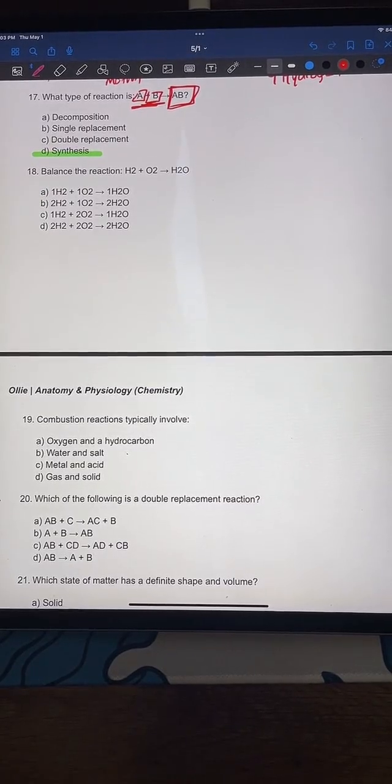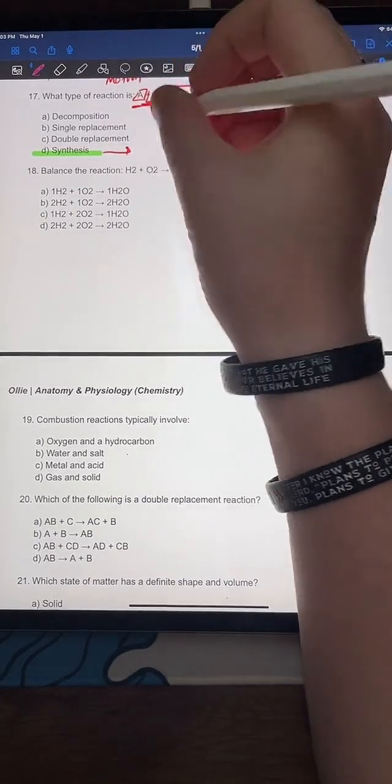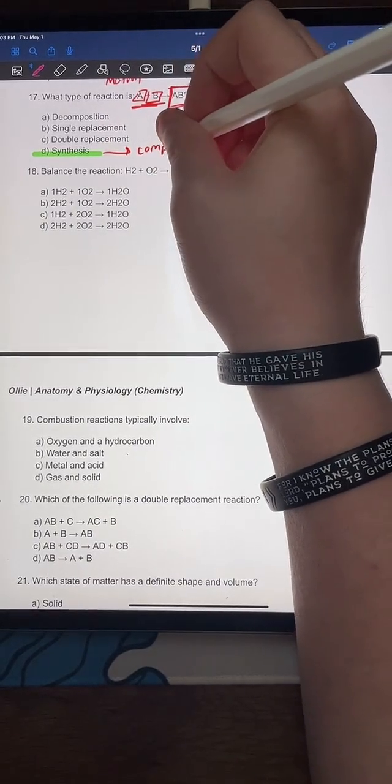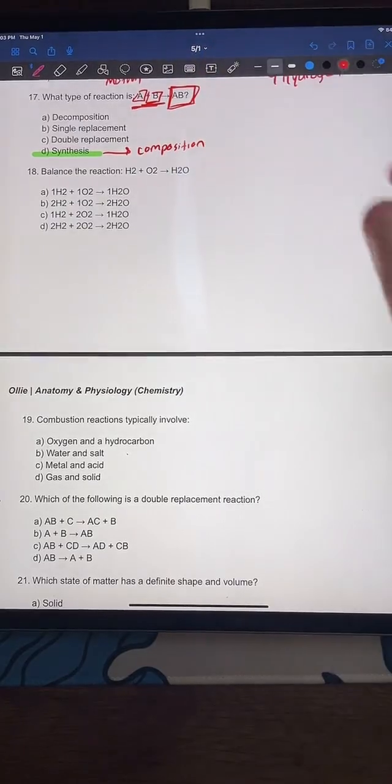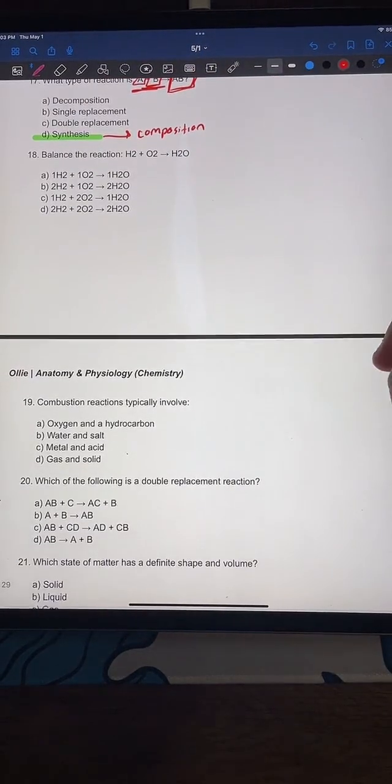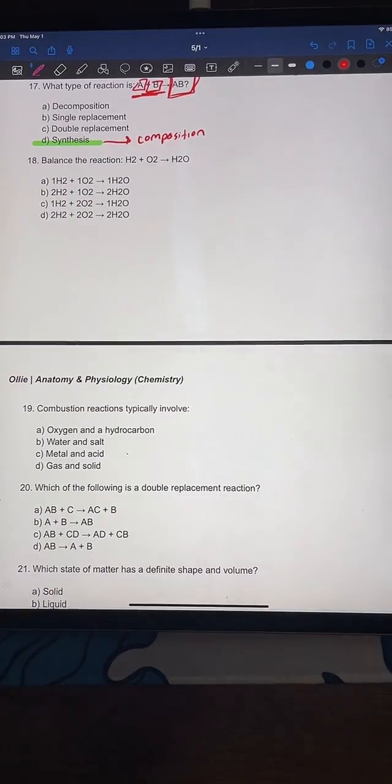Yes, a synthesis reaction can also be called a composition reaction. So this could also be referred to as composition. Number 18, balance the equation.